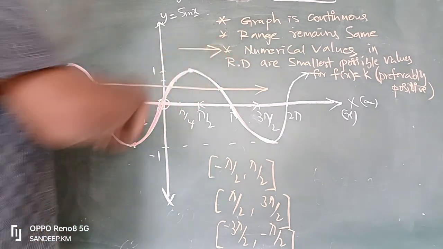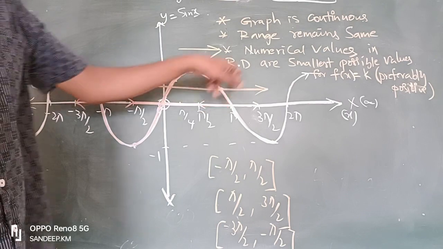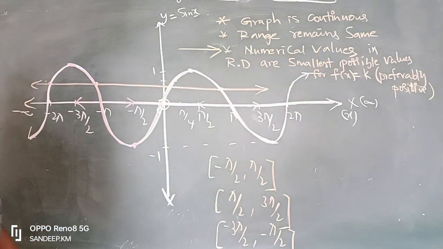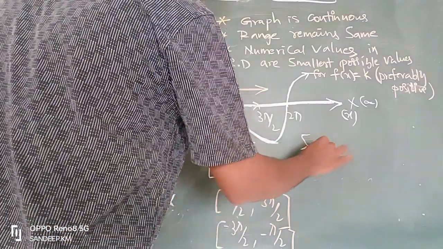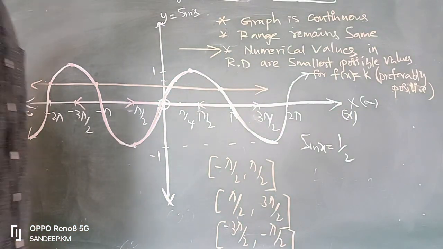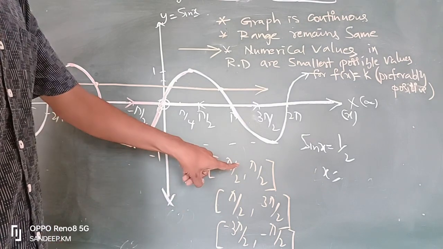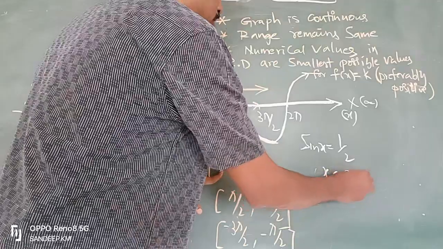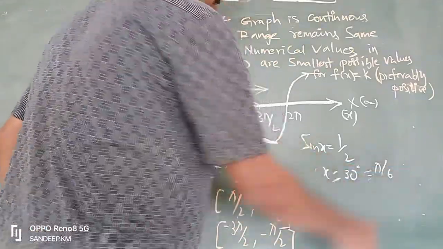Now it is decided by the third condition. What is it? The numerical values in the restricted domain are the smallest possible values for f of x is equal to k. For example, let me take sin x is equal to 1 by 2. If sin x is equal to 1 by 2, x is the input. Now, if you want to take the value of x in this particular domain, then x is equal to 30 degrees, right? Sin 30 degrees is 1 by 2. 30 degrees means what? Pi by 6.